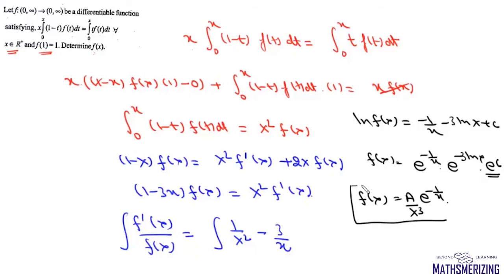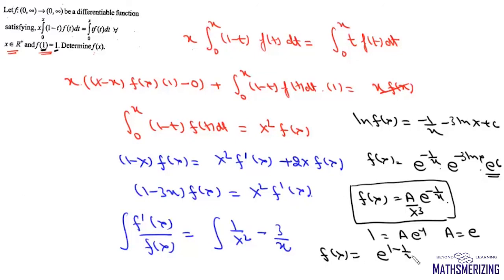Now we need to find the value of this constant a. We are given that when x is 1, f(1) is 1. So this is 1, this is a, and this is e to the power minus 1. So the value of a is simply e. So from here we can say this function f(x) will be e to the power 1 minus 1 upon x, upon x cube, and that is the answer to this question.